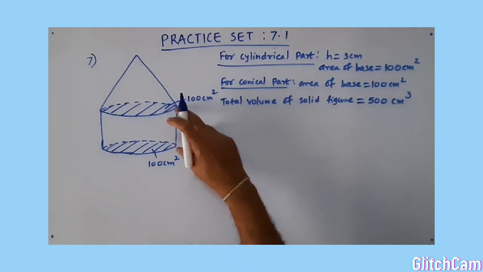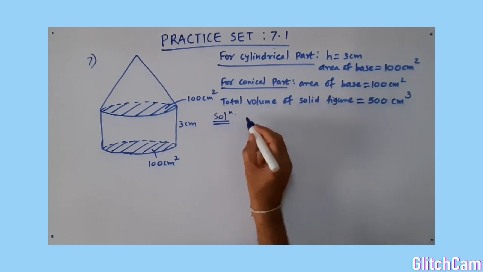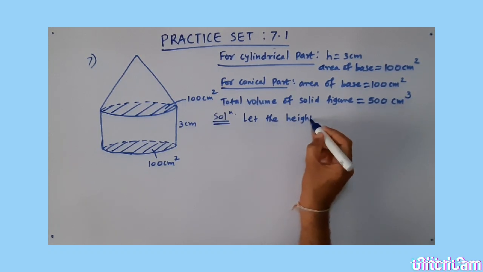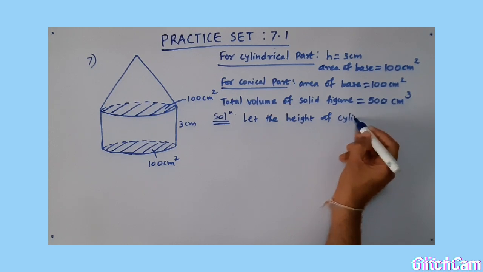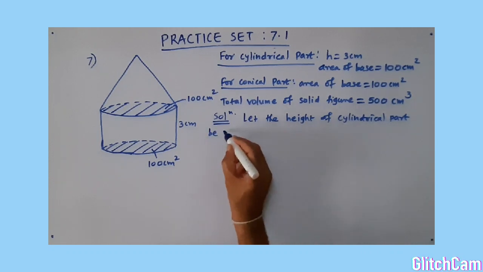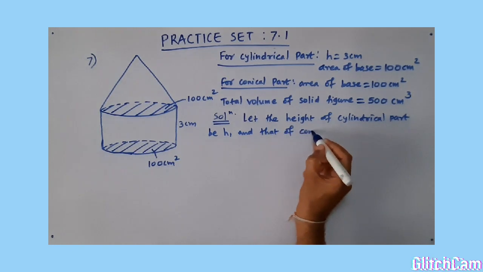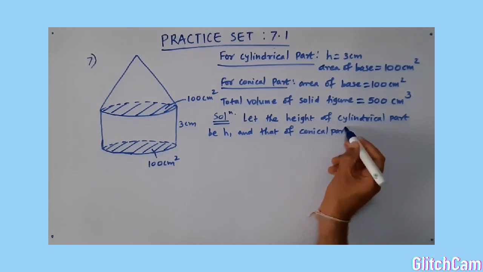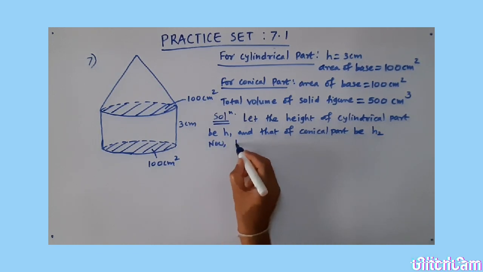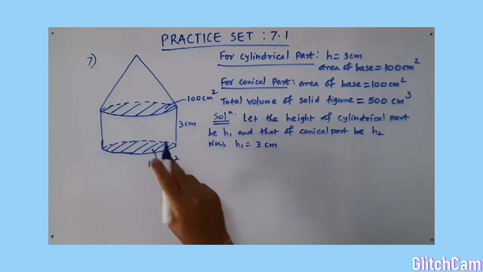Out of that, you know the height of the cylindrical part. So what will we write in the solution? In the solution, we will write: let the height of the cylindrical part be h1, and that of the conical part be H2. So H1 is how much? It is given, H1 is 3 centimeter because it is the height of the cylindrical part.